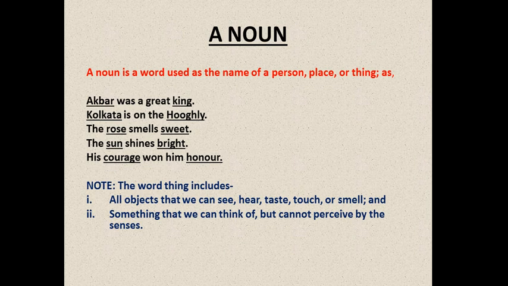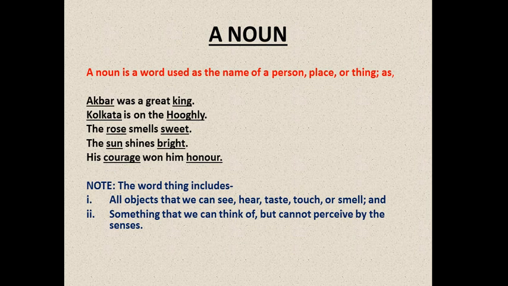Kolkata is on the Hooghly. Kolkata and Hooghly are nouns. The rose smells sweet. Here rose and sweet are also nouns. The sun shines bright. Here sun and bright, what are these? Nouns. His courage won him honor. Here courage and honor are also nouns.